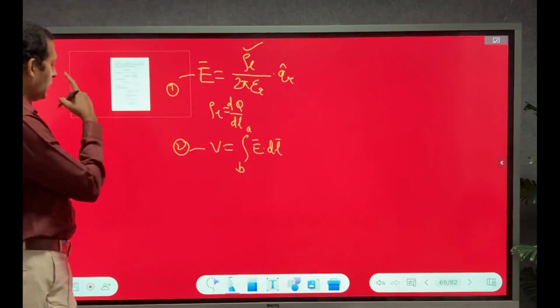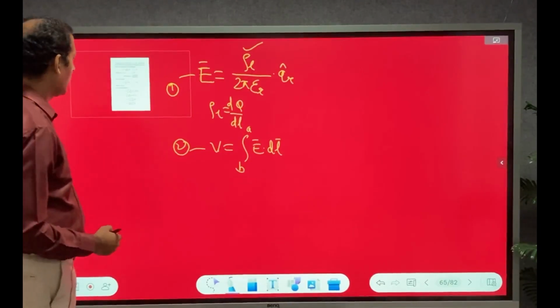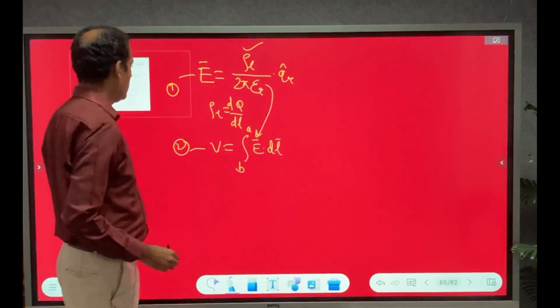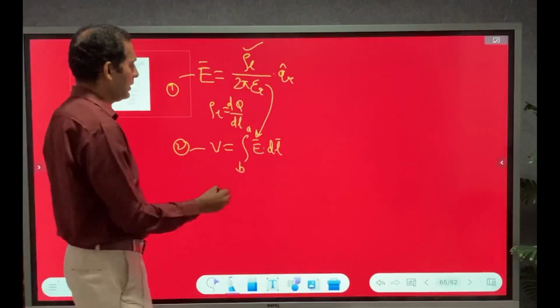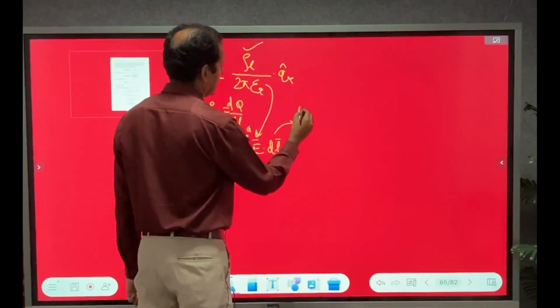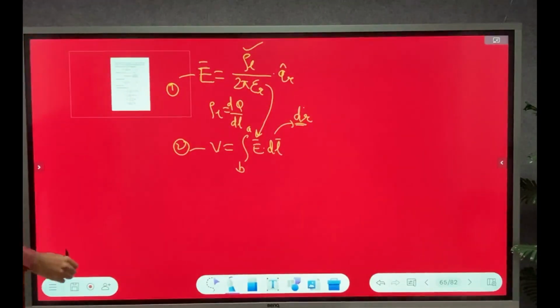Now we have to consider the figure. In that we will apply the formula. So in place of E we will keep this one, and in place of dl we will consider the radius of the coaxial cable. So what can we write here?